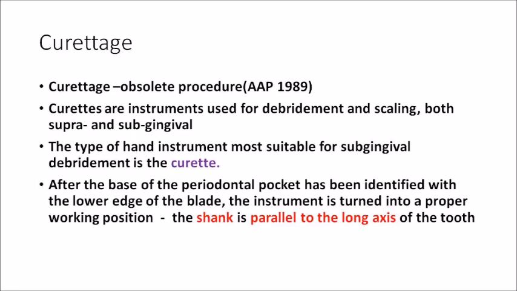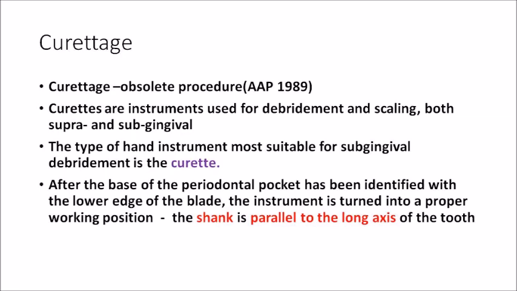So, curettage is done with curettes. Curettes are the instruments which are used for debridement and scaling, both for the supragingival and subgingival areas. The type of hand instrument that is most suitable for subgingival debridement is the curette. We know it is not sharp, it has rounded margins, so it is not going to harm the gingiva.